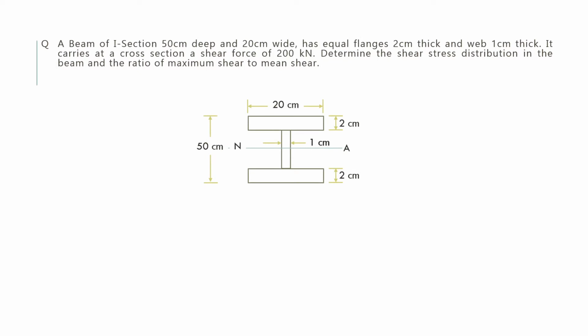So this is the cross section of the beam given to us, जिसमें सभी dimensions भी हमको visible हैं. So we have to determine the shear stress distribution in the beam और maximum shear stress और mean shear stress का ratio भी हमें find out करना है.